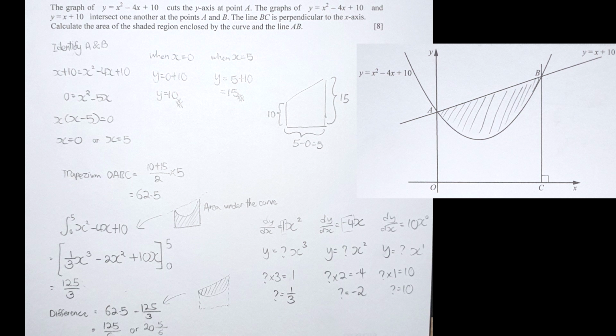Substituting 5 and 0 into it, find the difference, you will get 125 over 3. Since they are looking for the AB shaded part only, I took the whole shape, which is the trapezium area, minus the area under the curve. The difference here will be 125 over 6, or you can write it as 25 over 6. So this is how you solve this type of question, and it is worth 8 marks in total.